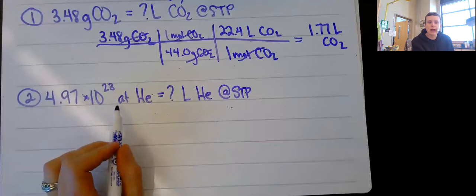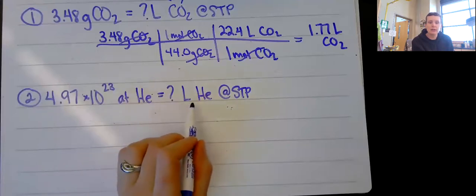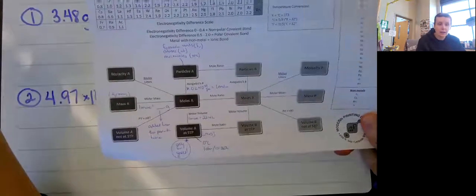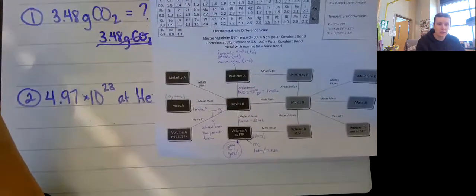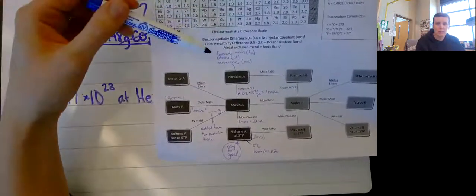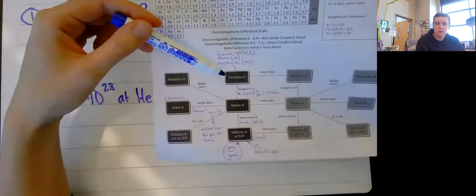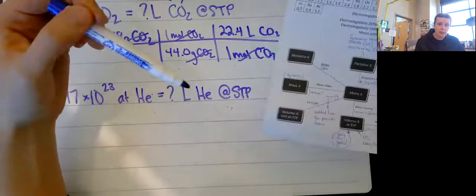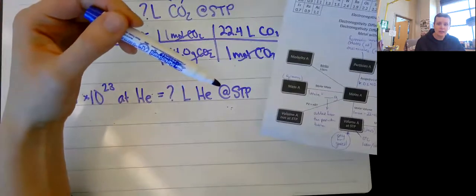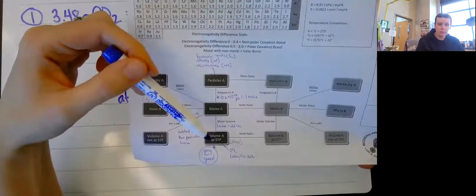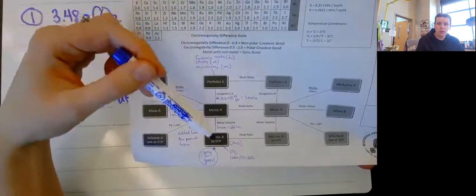4.97 times 10 to the 23rd atoms of helium is how many liters of helium at STP? Okay, here we go. Atoms. Where are atoms of helium? Atoms are a type of particle. They're up here. So this is where I'm starting, particles. I'm trying to get to liters of helium at STP. So I'm trying to get to volume at STP. Straight shot all the way down.